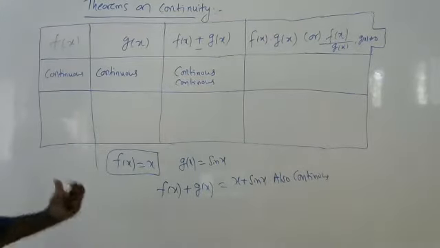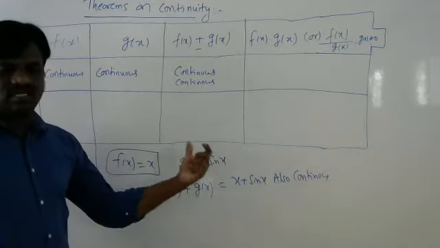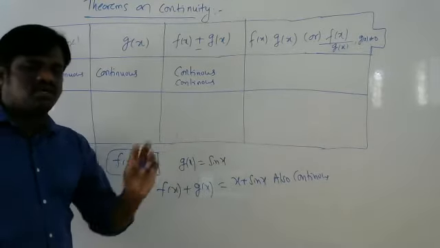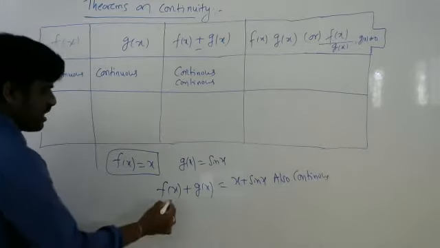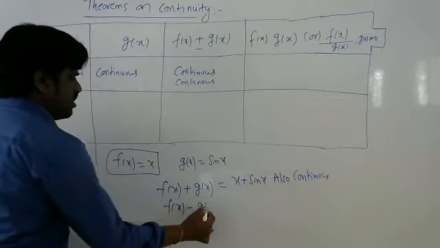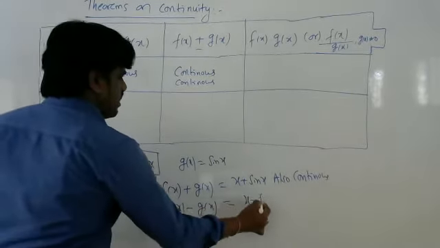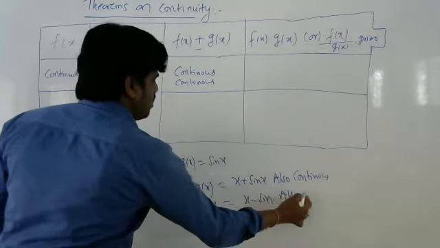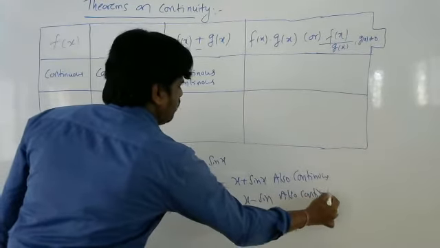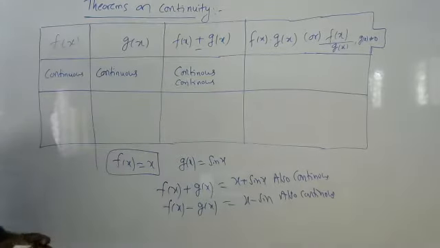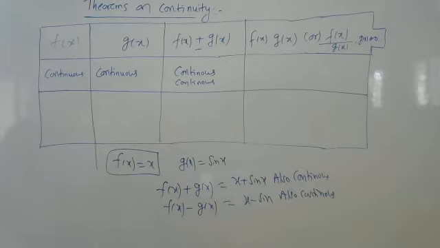If one function is continuous and the other function is continuous, then f of x plus g of x is also continuous, and f of x minus g of x, that is x minus sin x, is also continuous. No need to prove it. If we prove it individually, we will see, and then we can say it orally. So if f of x is continuous and g of x is continuous, then f of x plus g of x or f of x minus g of x is always continuous.